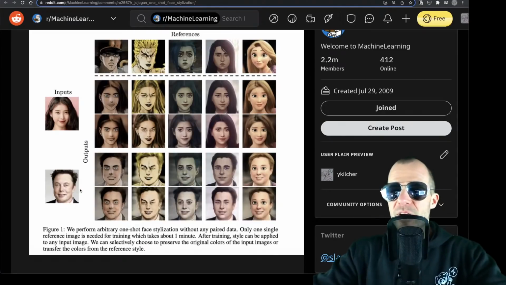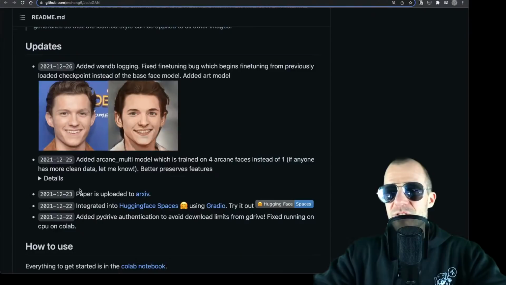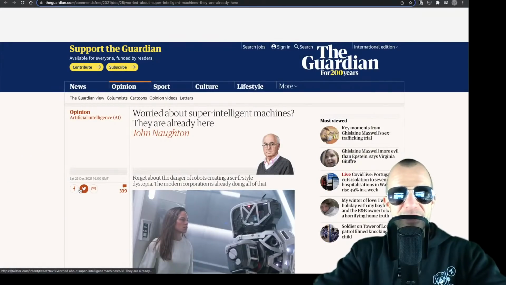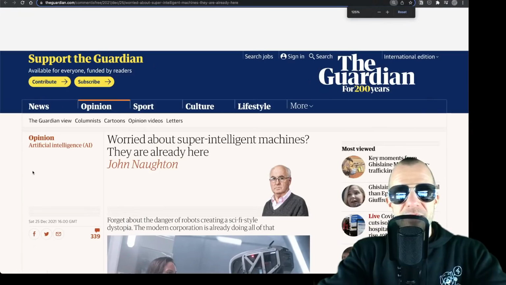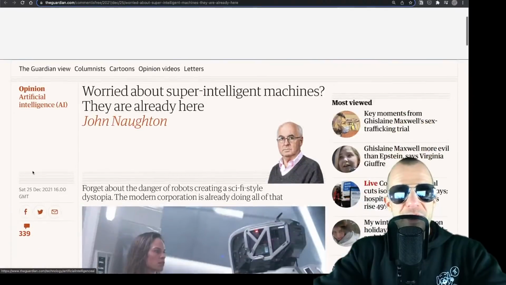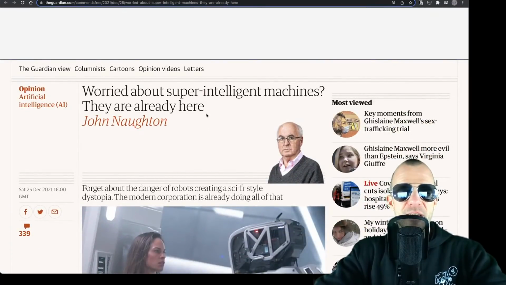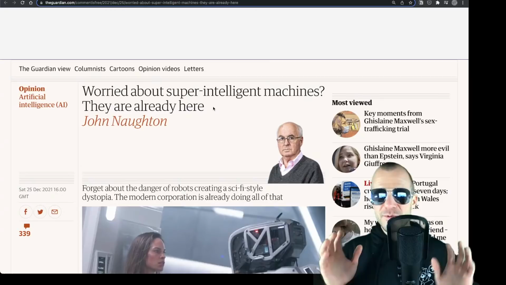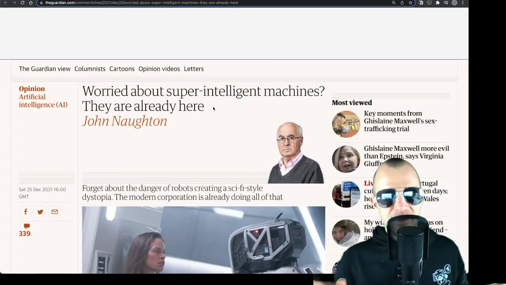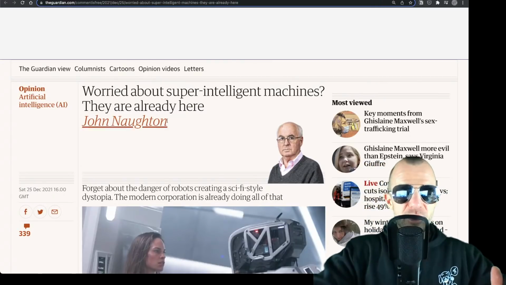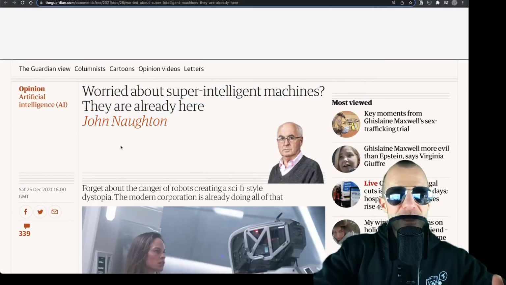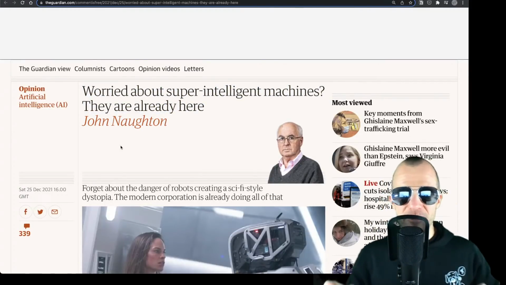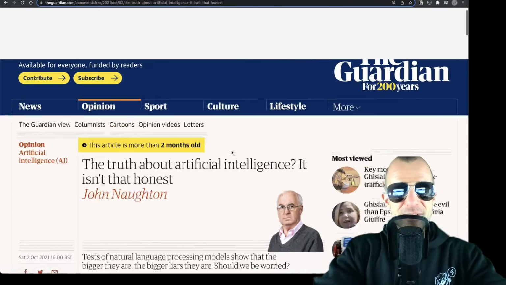the survivor bias picture. And this is the last story. The Guardian writes, "Worried about super intelligent machines? They are already here." Now this, I almost dismissed this article, but then I saw who wrote it, John Naughton, and then I remembered we have already talked about John Naughton before, namely in this article right here.